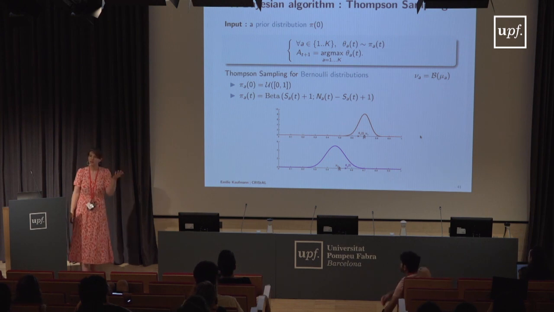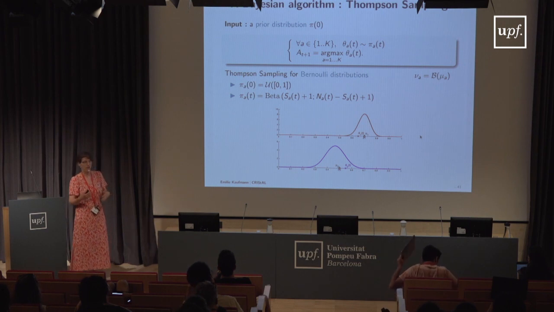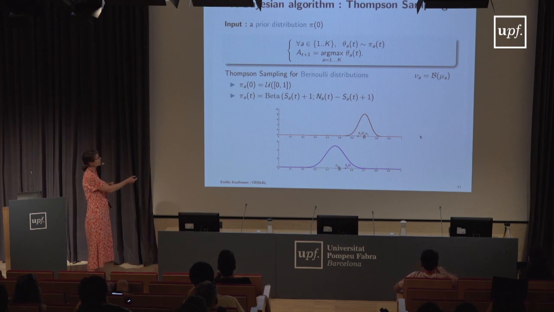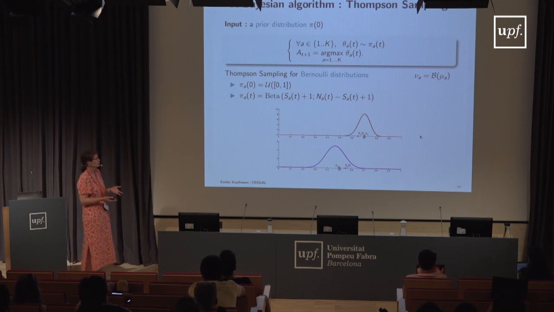If we get a one, we update the first parameter. So it's something really easy to store. And so what Thompson sampling is doing is, for each arm, it draws a sample from the corresponding posterior distribution, and then it selects the arm that gave the largest sample.